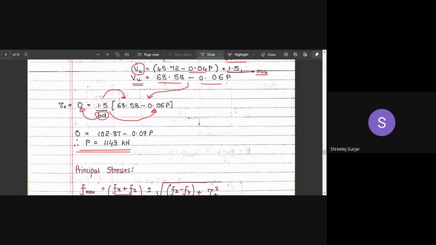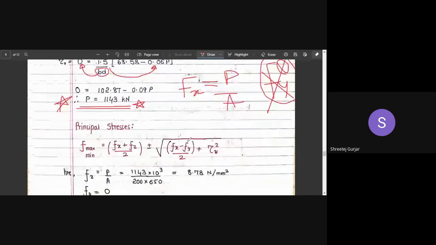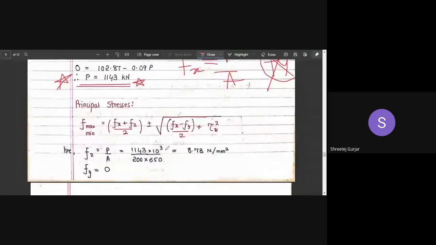So we have successfully found the value of P. Once you know the value of P, you can easily calculate Fx. Fx is P by A, and there is no vertical pre-stressing, hence Fy will be equal to 0. Only the Fx value we need, that we can substitute. So Fx is equal to P by A, which we have done over here. You can see P by A is 8.78. Then the Fy value is 0.